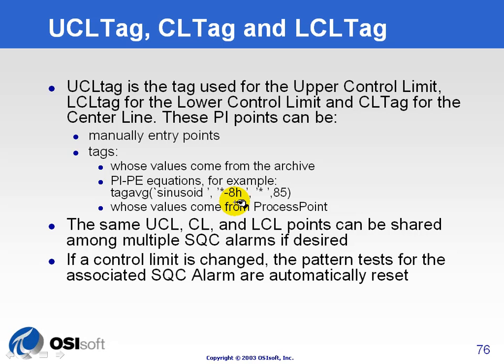Now these different tags, of course, can be shared among different SQC alarms, so you don't need a separate set of control limits for each one. You'll notice the clients will reflect when the control limits have changed. When you're looking at a client application, you can see if you change from one product to another and the control limits have changed, and you've changed those control limits, then that will show up in the client.